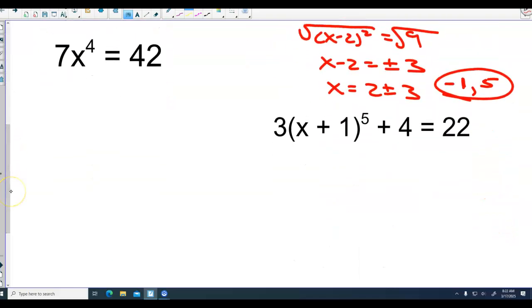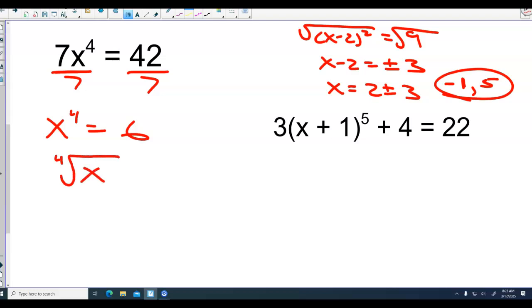Now, here we have some higher exponents. You still get the variable alone. x to the 4th equals 6. But taking a square root doesn't help here. You use the radical sign and you use the index of the exponent. So what I mean by that is this. I'm going to take the 4th root of x to the 4th. That's how I get rid of the exponent. You take the index of the exponent. But that means I need to do it to the other side.